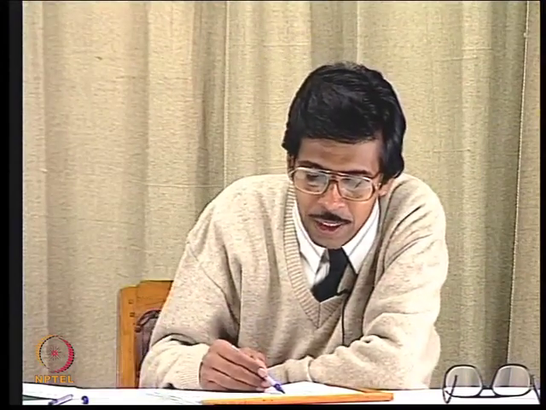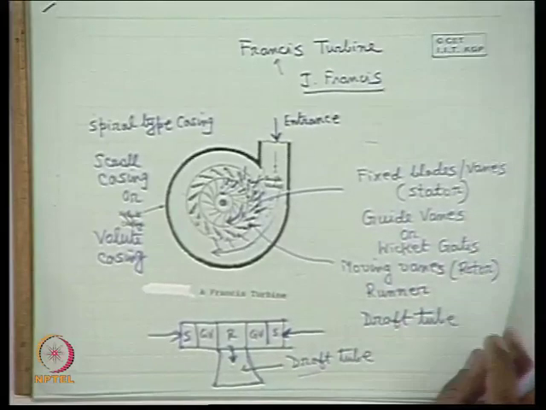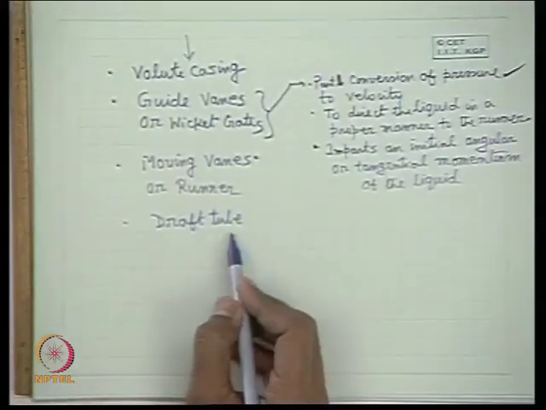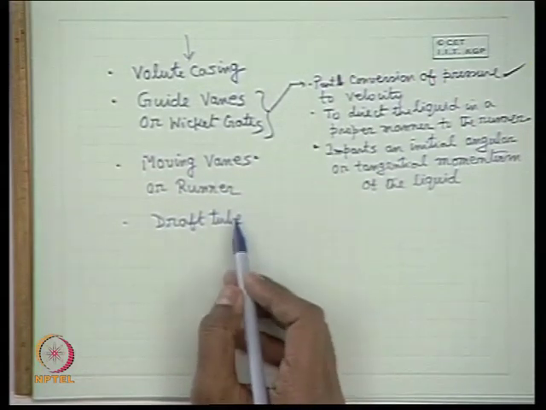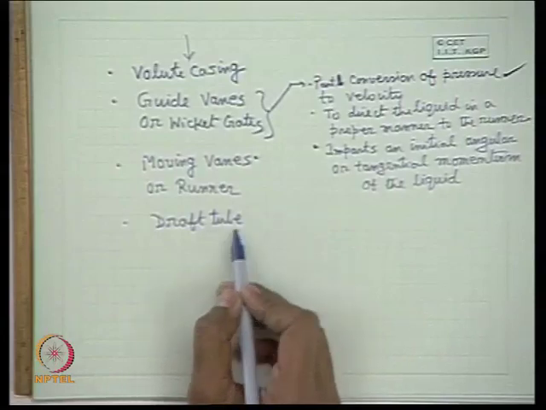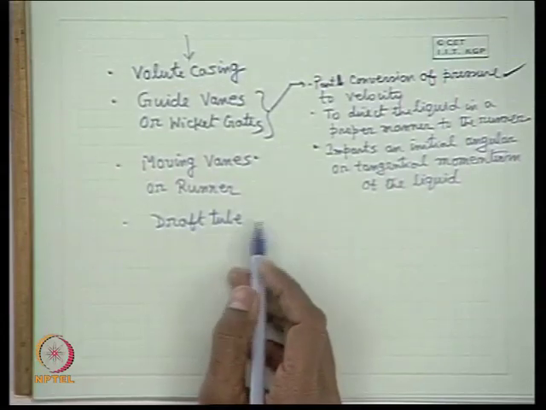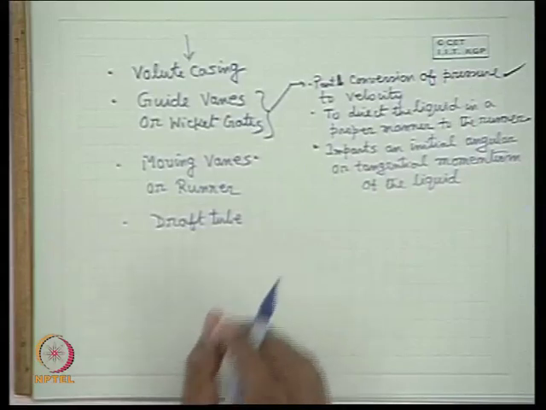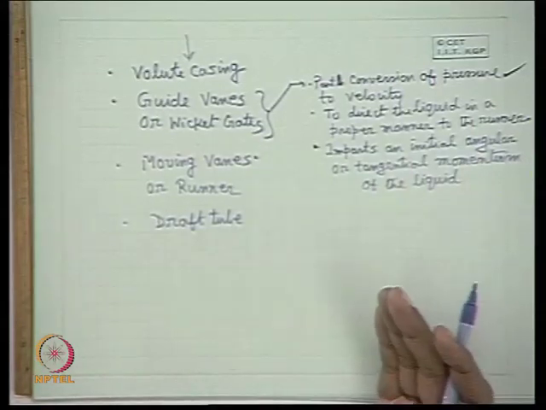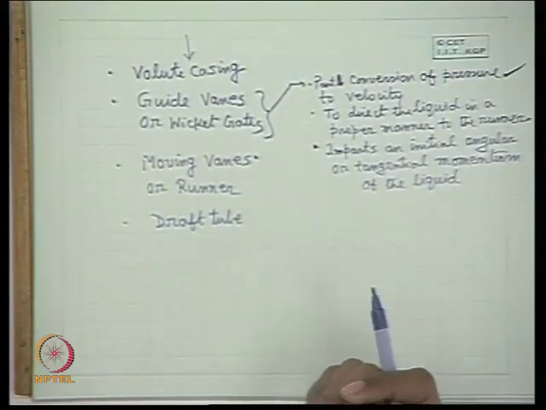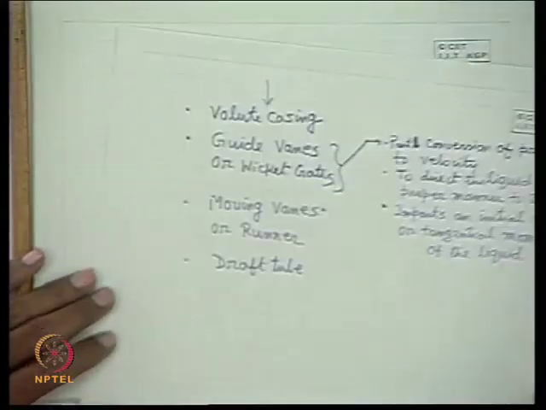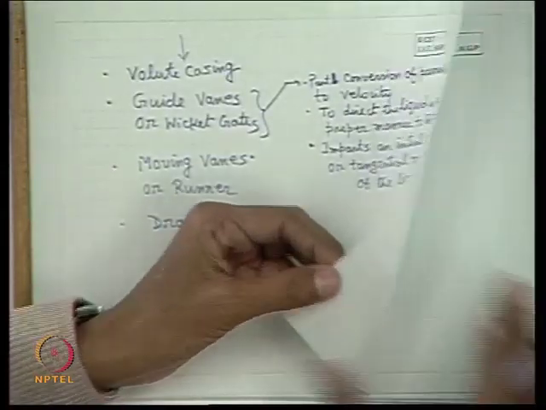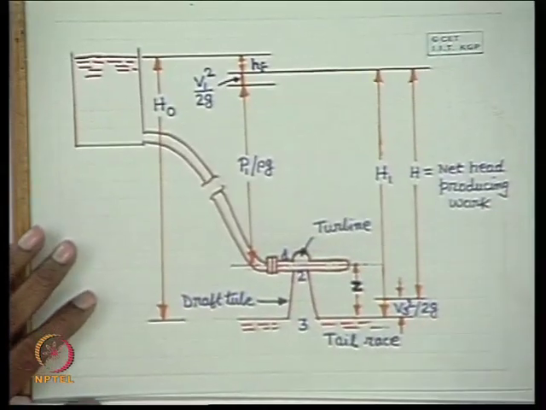So therefore, it happens so here. After that, it goes to the draft tube. The function of the draft tube is to reduce the kinetic energy at the runner outlet to a lesser value, so that the final discharge from the turbine takes place with a very low velocity of the liquid, corresponding to a low kinetic energy, which is definitely a loss that cannot be converted into useful work developed by the turbine.